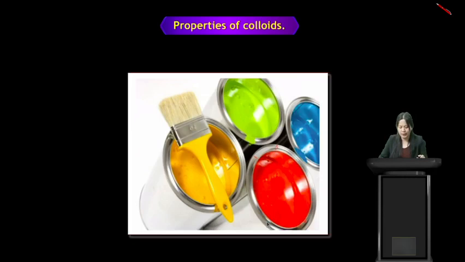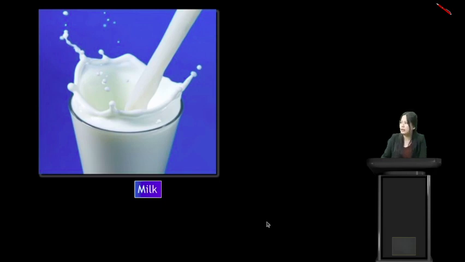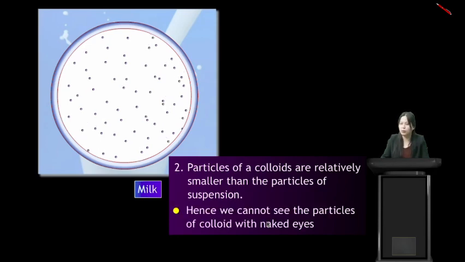Taking the example, keeping in mind that paints or milk are examples of colloids or colloidal solutions, let us see the properties. Colloids are heterogeneous mixtures, meaning they do not have the same composition throughout the solution. Example, milk. When you look at the particles of milk, you can see small particles, right? Particles of colloids are relatively smaller than the particles of suspension. Hence we cannot see the particles of colloid with naked eyes.